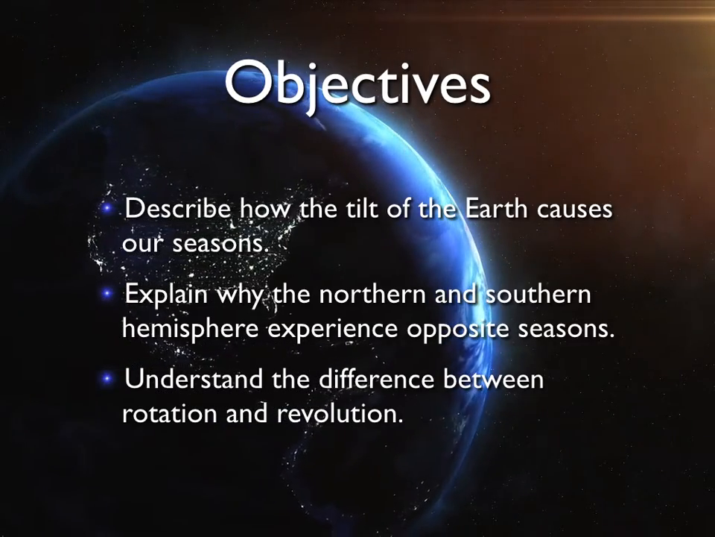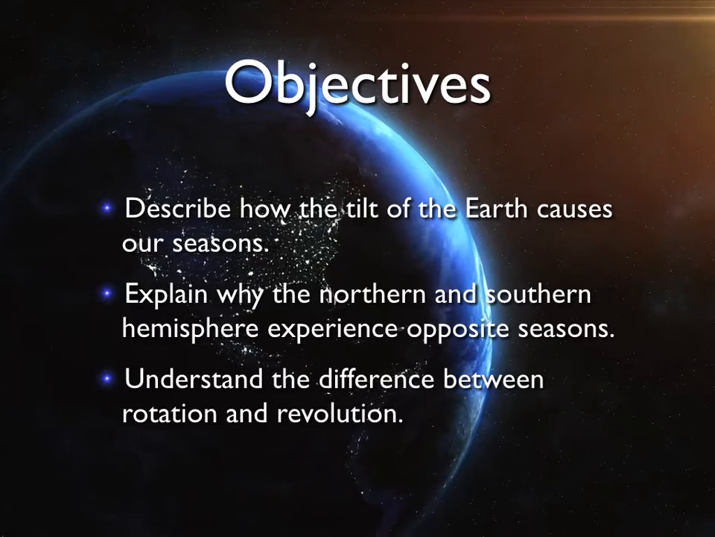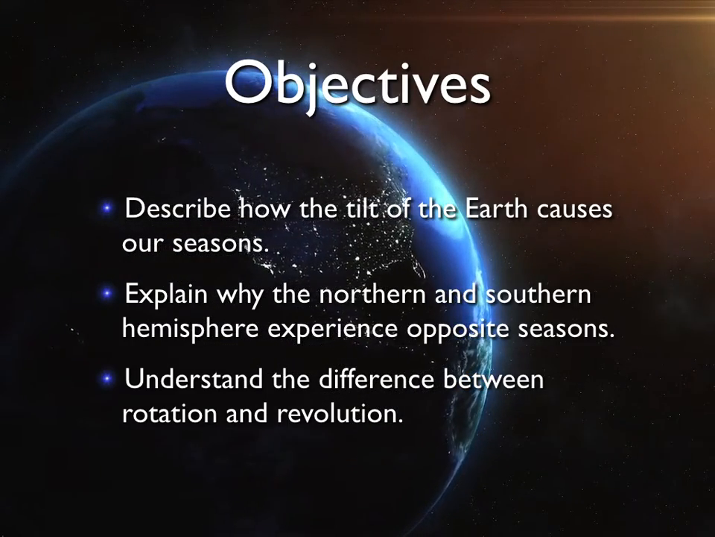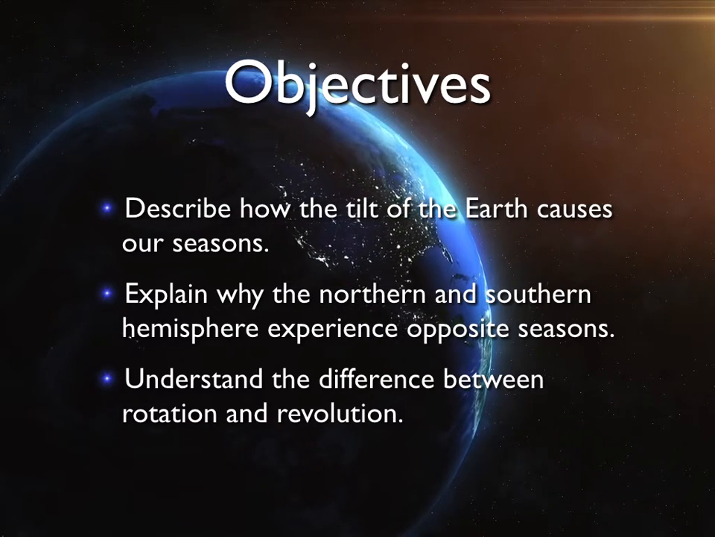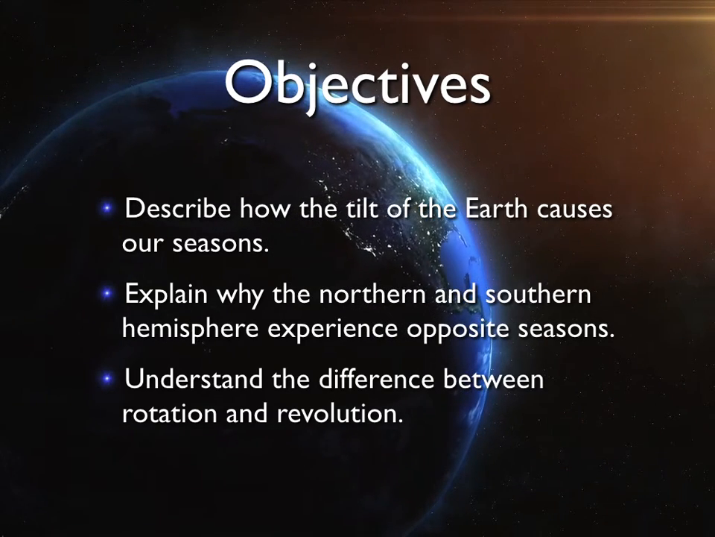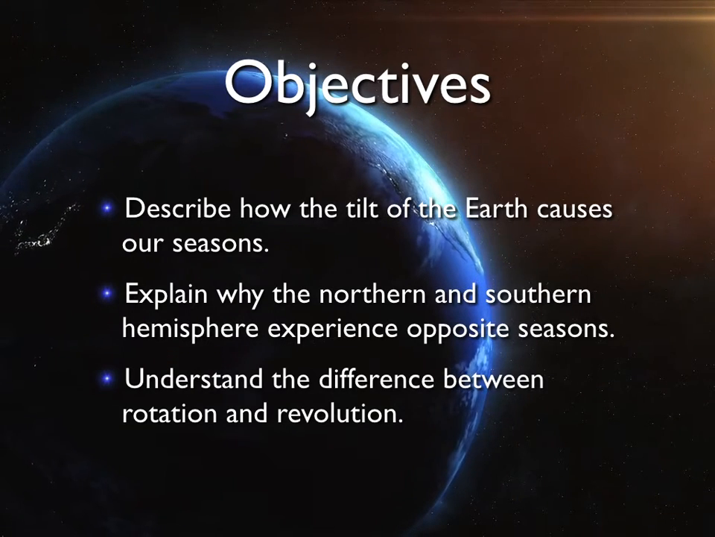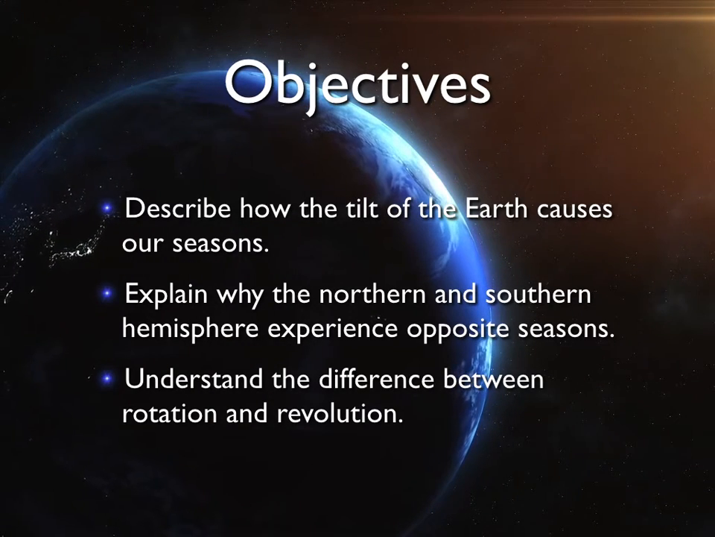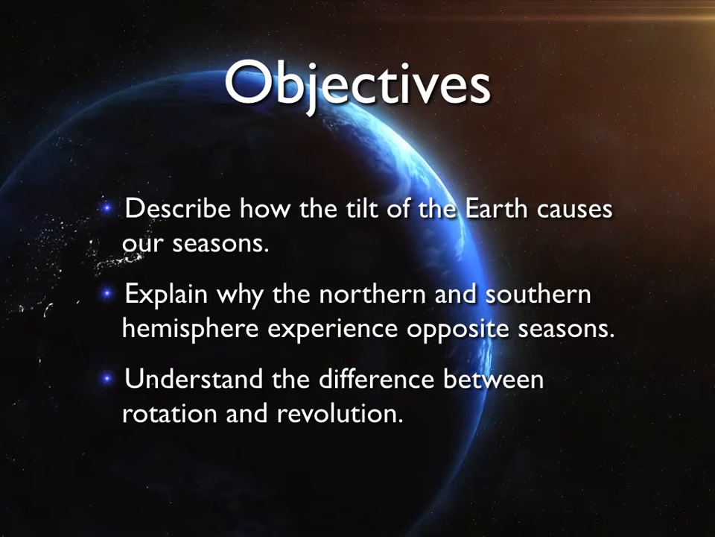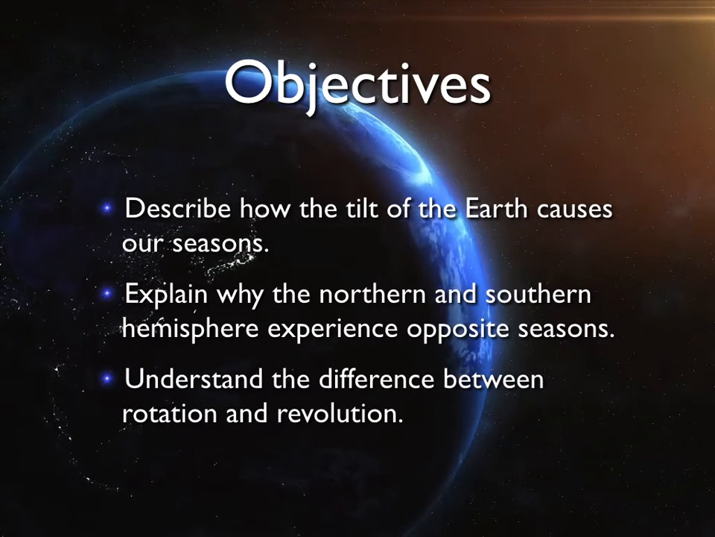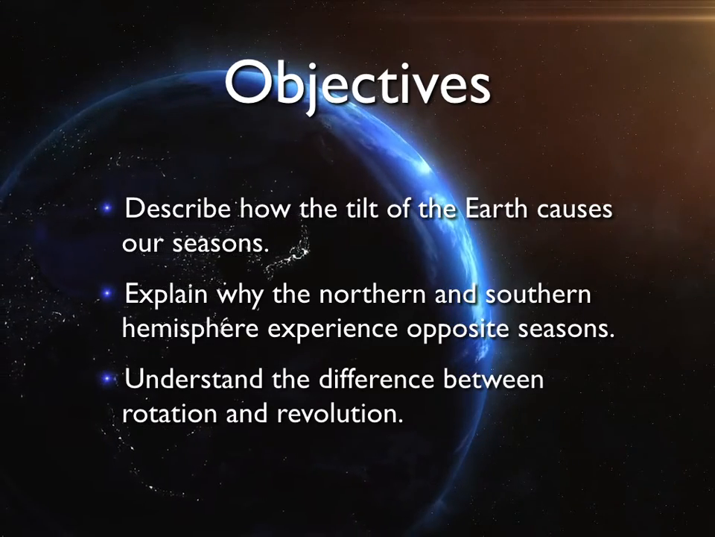The objectives for today's lesson are to describe how the tilt of the Earth causes our seasons, and explain why the northern and southern hemispheres experience opposite seasons. So right now it's fall here in the northern hemisphere, and in the southern hemisphere in Australia it's spring. We also need to understand the difference between a rotation and a revolution.